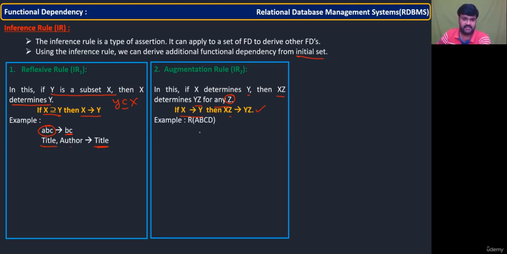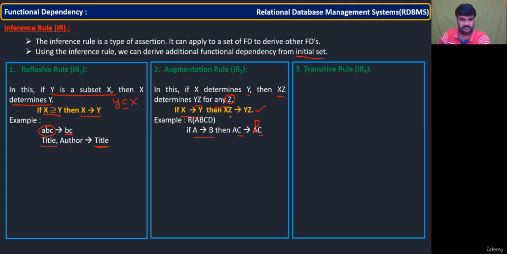So for example, you have a relation ABCD. A derives B, and if I add C on both sides, then AC still derives BC, and that is also valid. It will uniquely derive. So the augmentation rule is also a very simple one. Now let us see the next one.